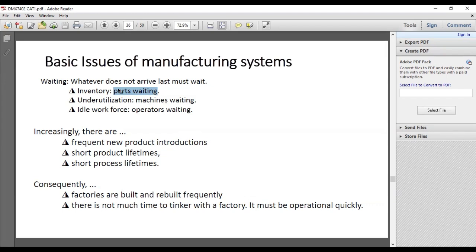And if it's like that, machines will be waiting till the next part comes, so it is what we call underutilization. So we are not fully utilizing the machine for work. And also operators have to wait to operate the machine or whatever. So this is a kind of basic problem, delaying processing.